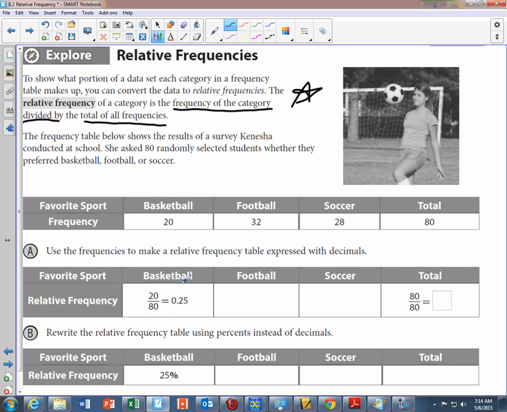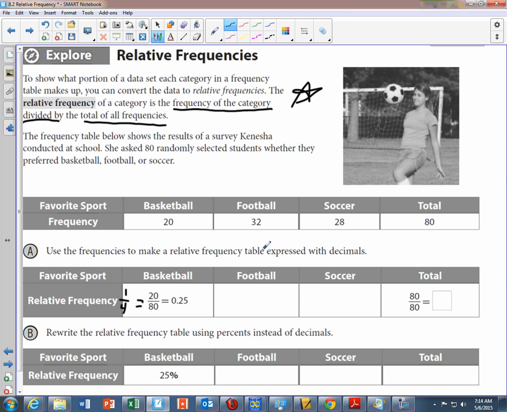So it can be written as a decimal. It can also be written as a fraction. You'll see the fraction here. That fraction, if you want, reduces to 1 over 4. That's a good way to show it. But what you can also do with this decimal is move the decimal 2 spots to the right and get a percentage. So 0.25, move the decimal 2 spots, is 25%.